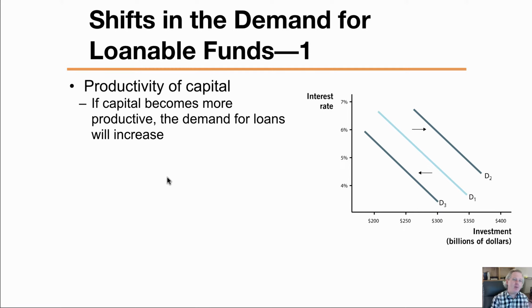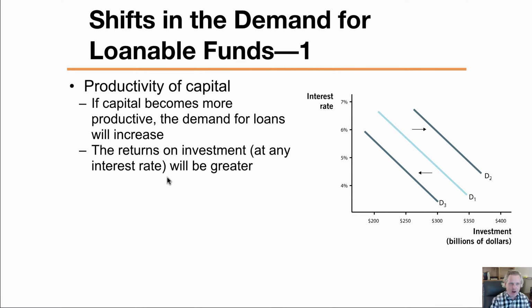So if that capital becomes more productive, it means it's going to become more profitable. And if the capital investment becomes more profitable, then firms are going to have a higher demand for loanable funds so that they can build the building, the factory, the warehouse, whatever they need to do with that money. The returns on their investment in those capital goods will be higher, and so that will cause an increase in the demand for loanable funds.